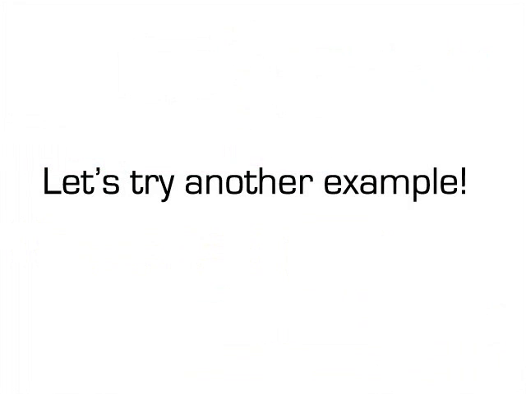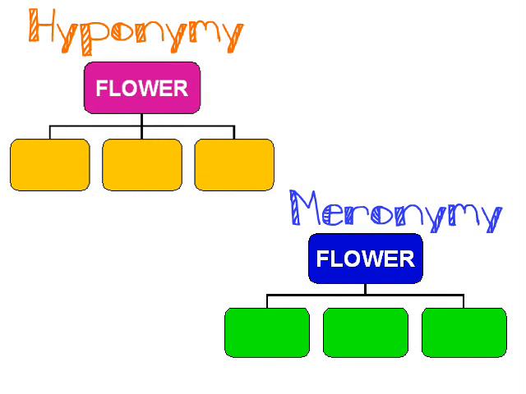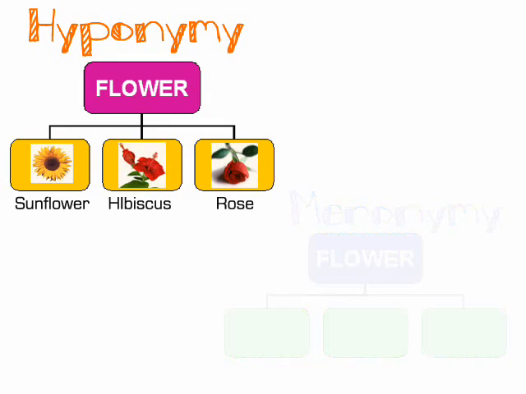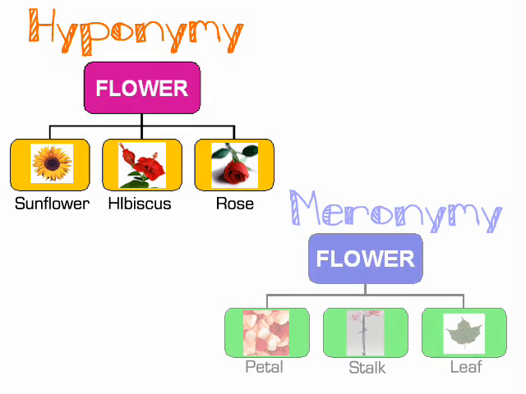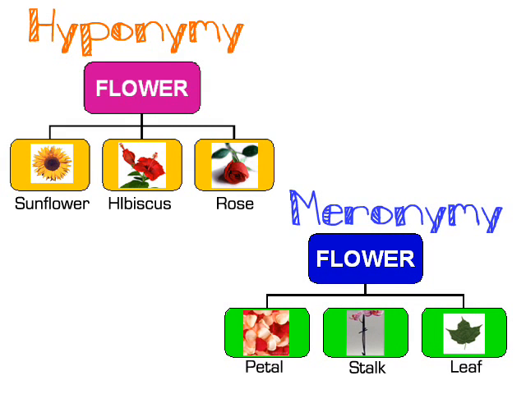Now, let's try another example. For both the hyponymy and meronymy, flower is the main category. In hyponymy, the hyponyms of a flower are the types of flowers. In meronymy, the meronyms of a flower are the parts of the flower. This is much clearer, isn't it?